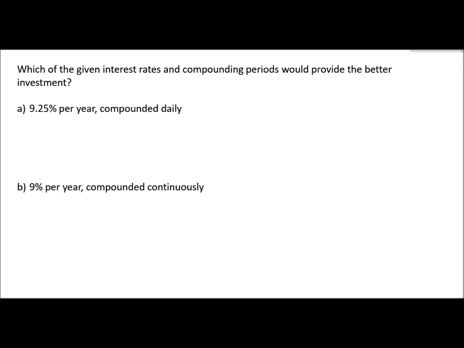All right, look at these two examples. It says, which of the given interest rates and compounding periods, so we found that compounding word to let us know we're using these formulas, would provide the better investment. So we've got 9.25, that's our R, percent, changing that to a decimal, 0.0925, and then it's compounded daily.